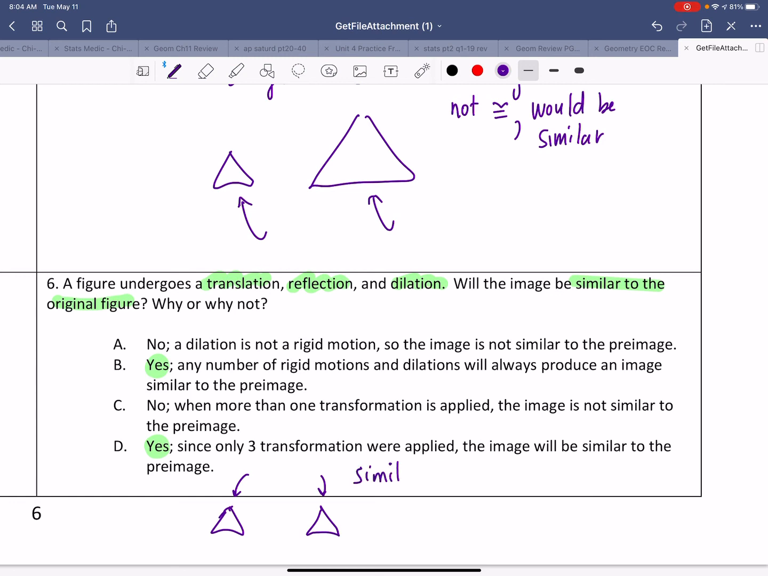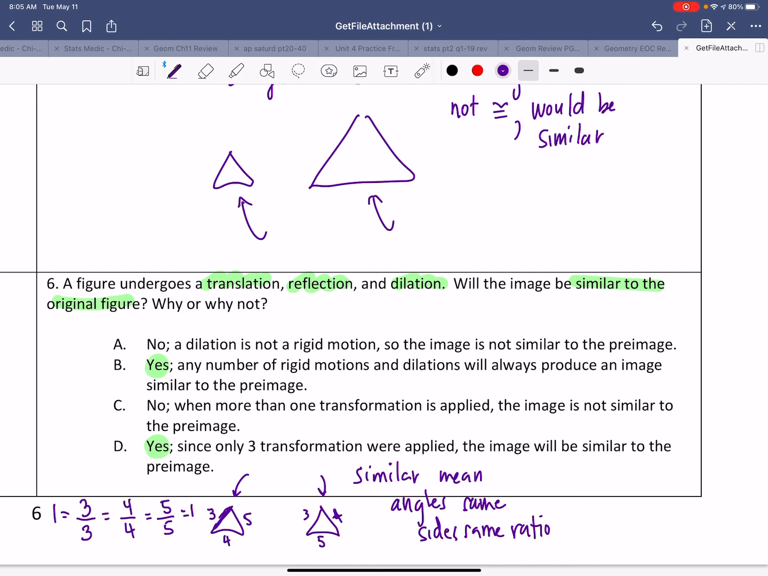So to be similar, let's write it down. Similar means angles are the same and the sides are the same ratio. So although that seems weird, if this is a 3, 4, 5 triangle and we scooted it over, it's still a 3, 4, 5 triangle. Maybe we spun it a little bit. Notice the sides, we could make a ratio. The small side, 3. The medium, 4. The large side, 5. And this one also has a side 3, 4, and 5. Their sides make the same ratio. They just happen to make the ratio of 1, right?